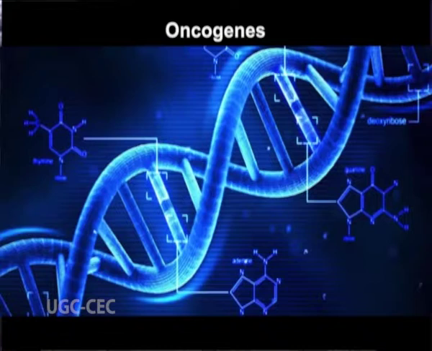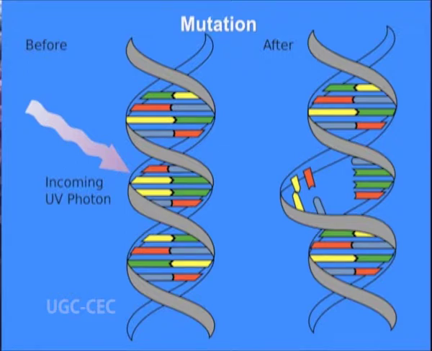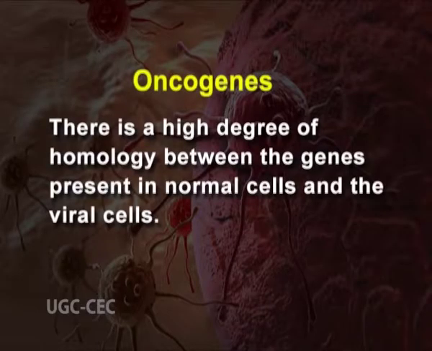Oncogenes. Oncogenes are the genes present in normal cells of the body which are required for normal functioning of the cells such as cell division and cell death. Certain changes in these gene sequences can lead to erroneous functions which can eventually cause cancer. Therefore, they are known as cancer causing genes. These genes are present in normal cells as well as some viral cells. There is a high degree of homology between the genes present in normal cells and viral cells.